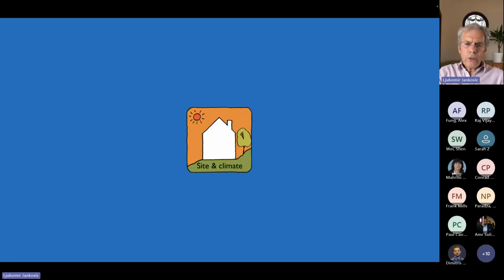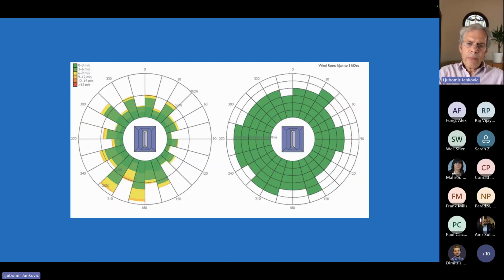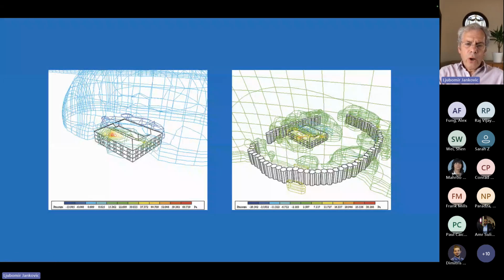We will run through this relatively quickly. First consideration is site and climate. And one of the first considerations is the wind direction and wind intensity. So this is called wind rose, this diagram here for direction and for intensity. And here's our building in the center. And with that information, we can do simulations of an unprotected building or protected building with shelter planting and see what happens.